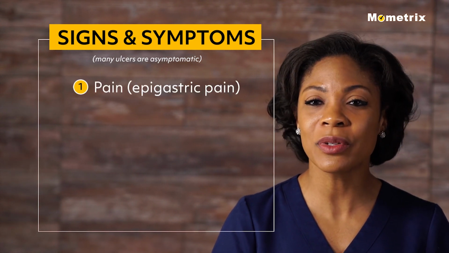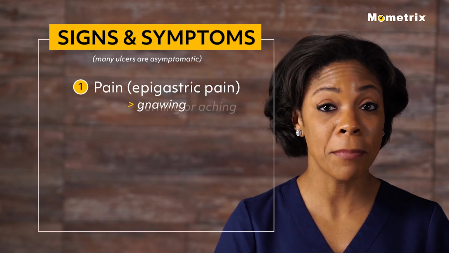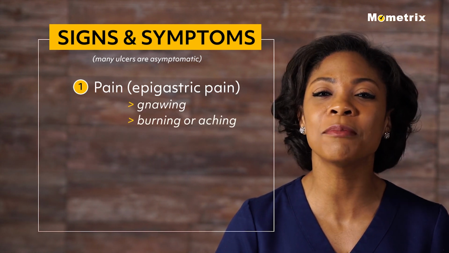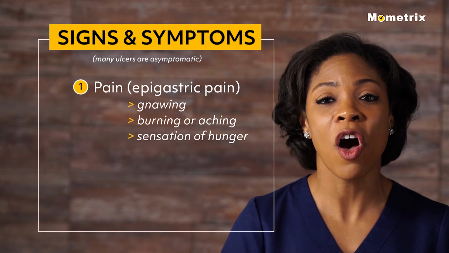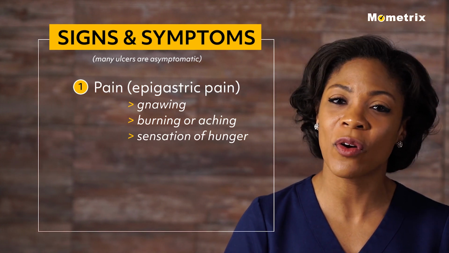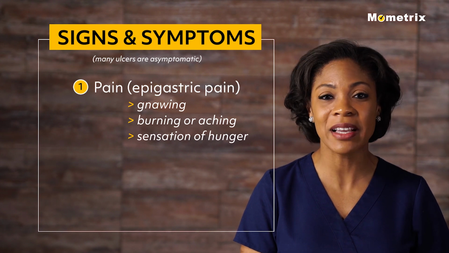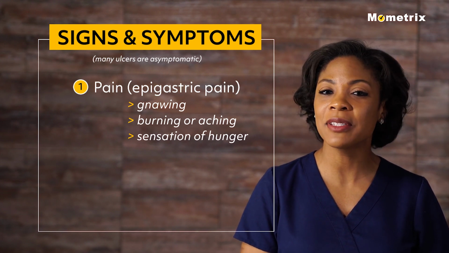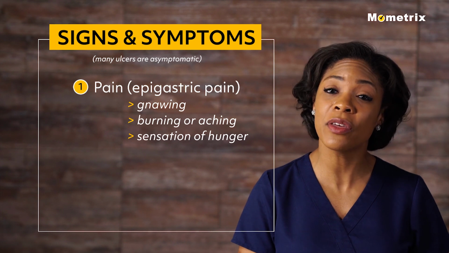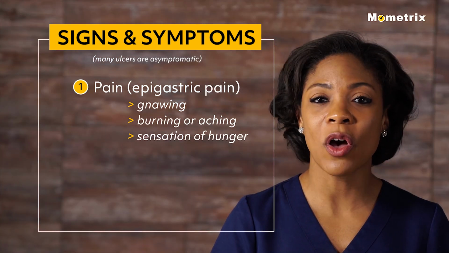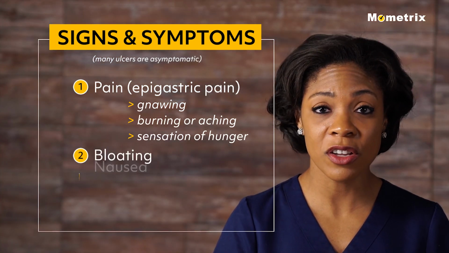Epigastric pain is usually described as gnawing, burning, or aching, or sometimes a sensation of hunger, often relieved by food or antacids. The symptoms of a gastric ulcer often do not follow a consistent pattern. Eating sometimes exacerbates the pain rather than relieving it. They may also cause bloating, nausea, or vomiting.